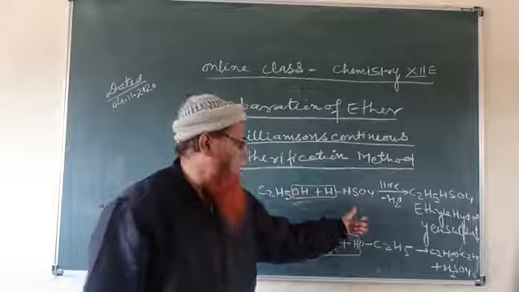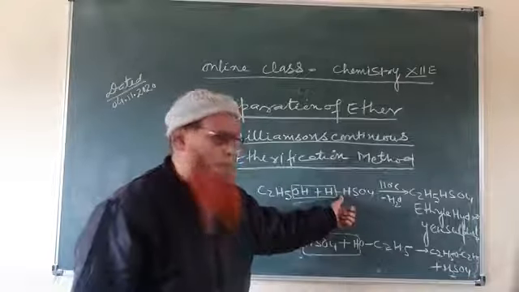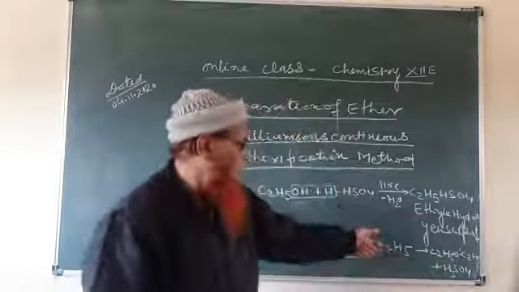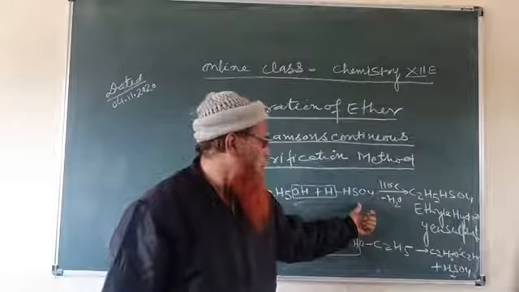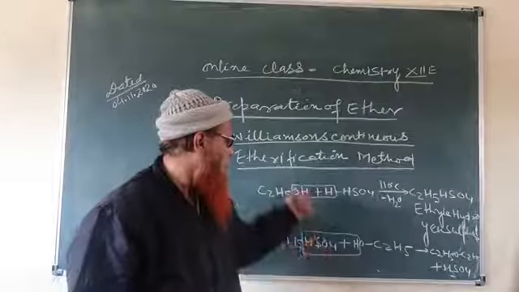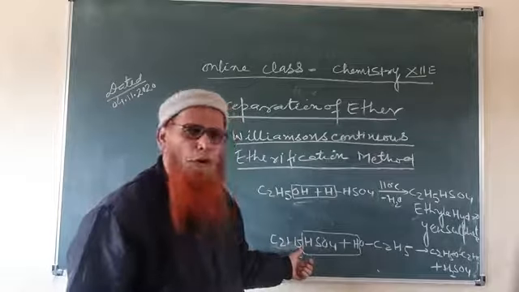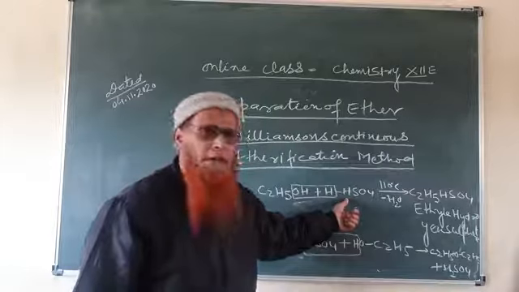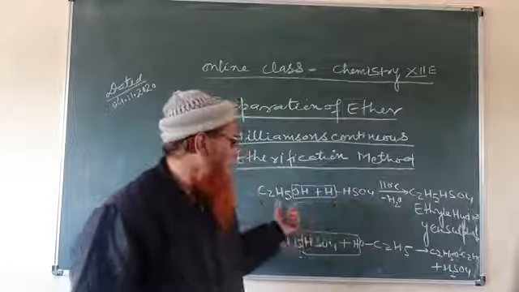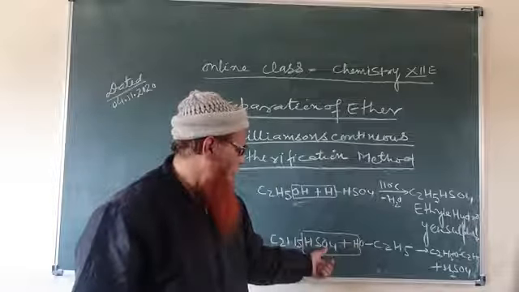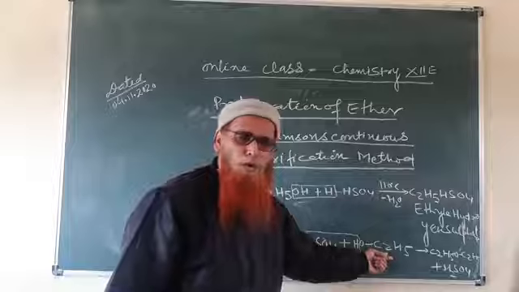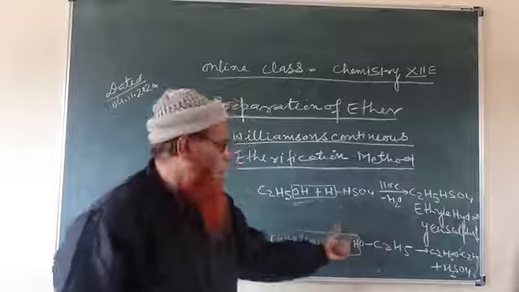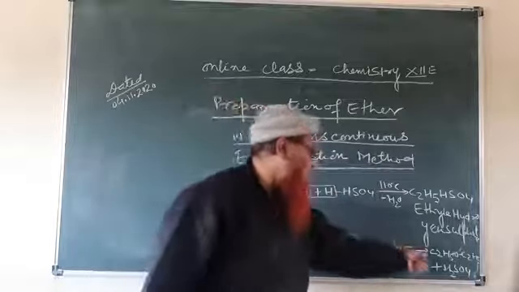If you see carefully, the H2SO4 which is taken initially is also formed here. So what is done by the H2SO4? Here the H2SO4 removes the water molecules from two alcohol molecules. So here the H2SO4 acts as a dehydrating agent. It only removes the water molecules from the alcohol. So a small amount of H2SO4 is sufficient to convert the alcohol into ether.